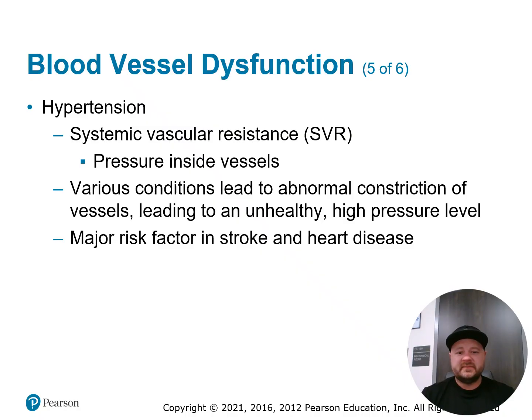We have hypertension. So there's something called systemic vascular resistance. That's the pressure inside the vessels. Again, we need some of that. Too much or too little is not good. Various conditions can lead to abnormal constriction of the vessels, leading to an unhealthy high blood pressure. It is a huge risk factor for stroke and heart disease. So hypertension, that's a big risk factor.